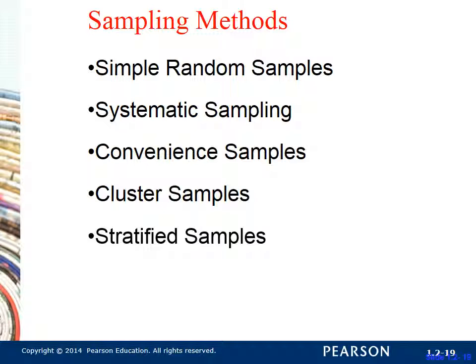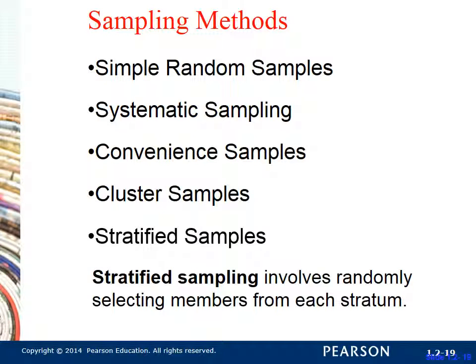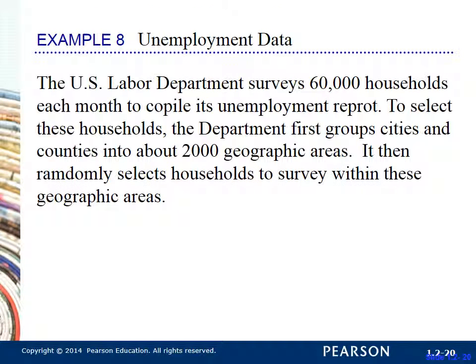Stratified is slightly different. Stratified involves randomly selecting members from each strata. So in cluster, we sorted, we cut things into subsets, but I only chose a few of the subsets in cluster. In stratified, I'm going to make those same subsets, but I'm going to select members from each of those.